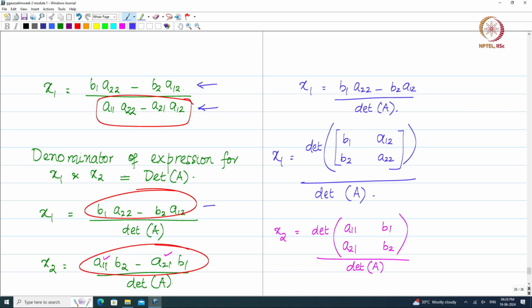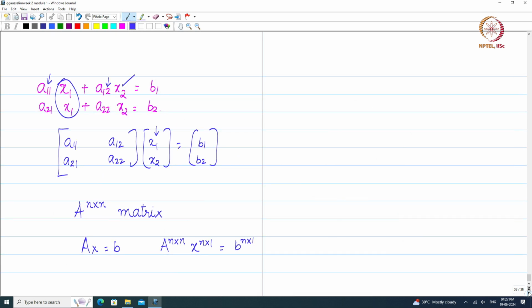Similarly, when you want to find out x2, this is pretty simple. x2 always multiplied the second column of the matrix. So, what you do is replace the second column of the matrix with the right hand side column vector, the constants that we had, and find the determinant of that matrix. Find the determinant divided by the determinant of A, and this is precisely what we call Cramer's rule.